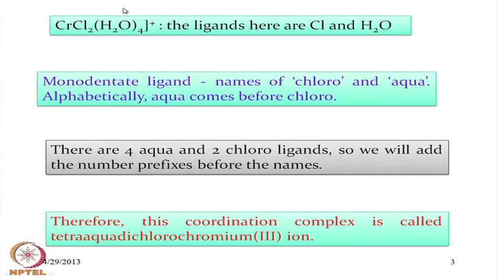So, if the entire compound is the corresponding nitrate salt of the metal complex of Cl and water ligands of chromium, we get the full name of the compound as tetraaquadichlorochromium(III) nitrate, if it is a nitrate salt.